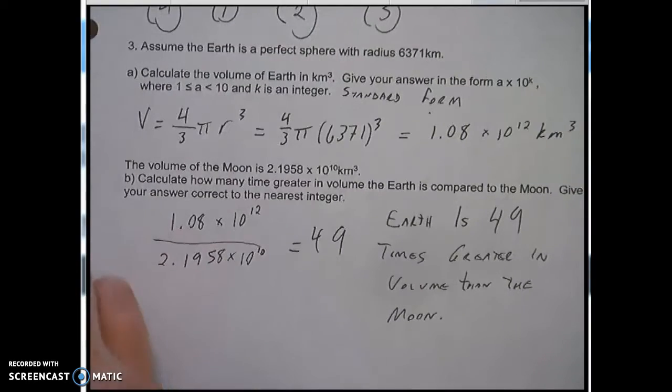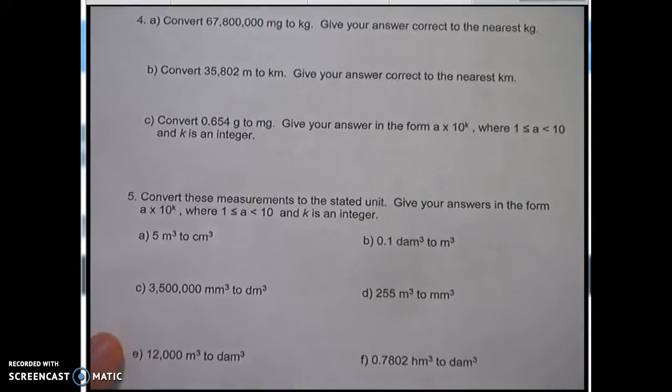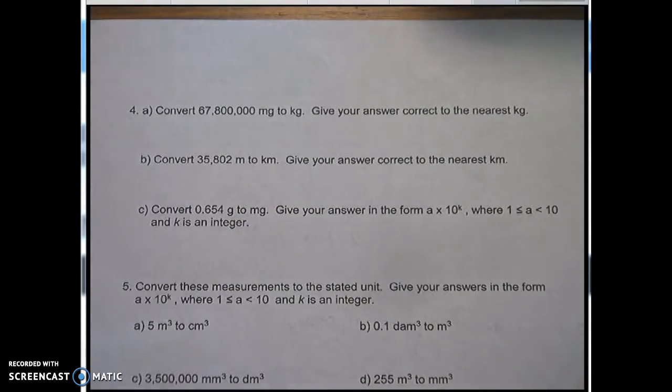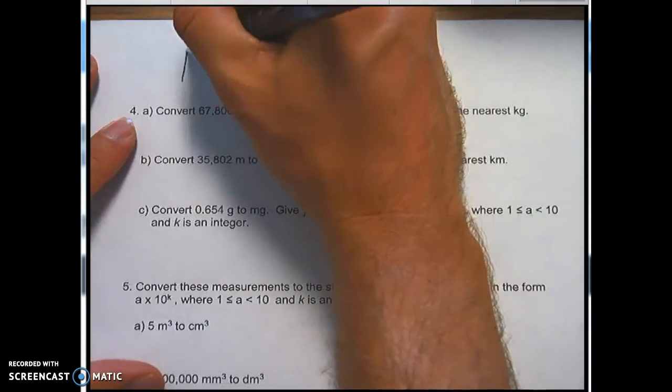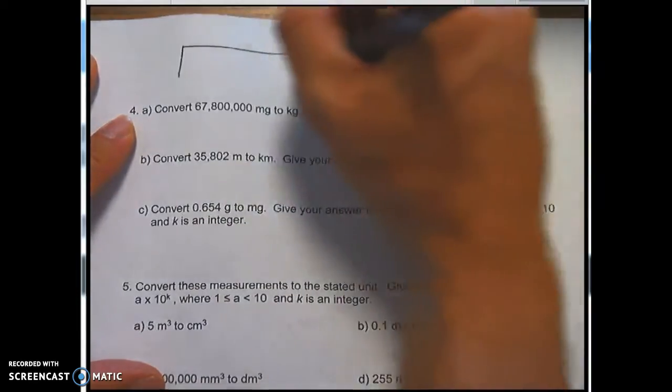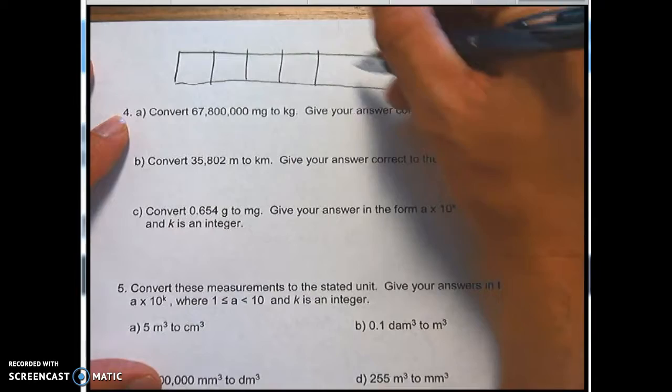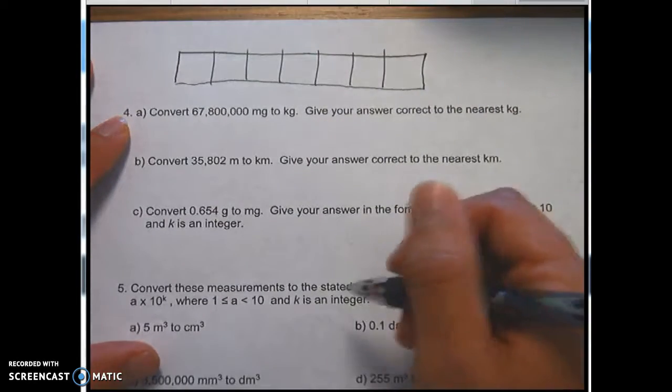Okay, that's all I want to talk about in standard form. I also want to talk about unit conversion here, and I figure we'll just do one of each of these. So you might have your own method of doing this, but whenever I'm doing it, the first thing I like to do is draw 7 boxes. So I'm just going to write that on the top of the paper here. 1, 2, 3, 4, 5, 6, 7.